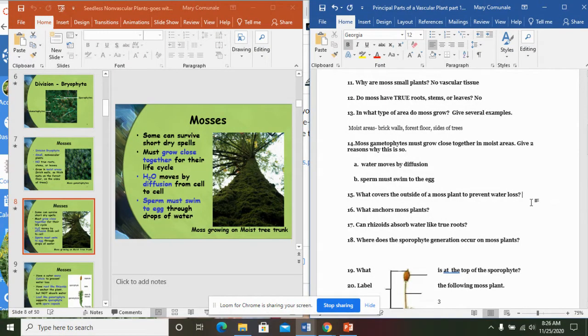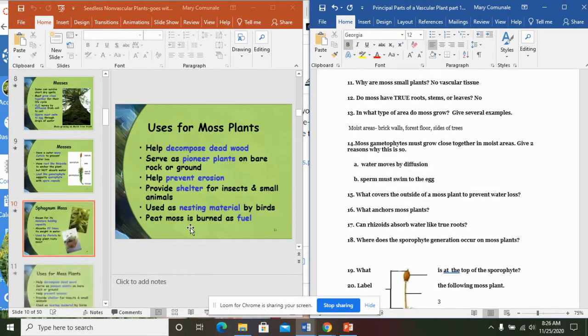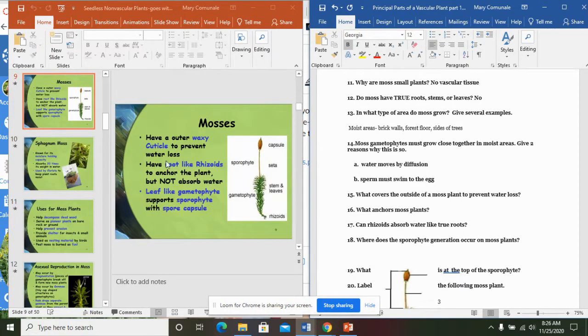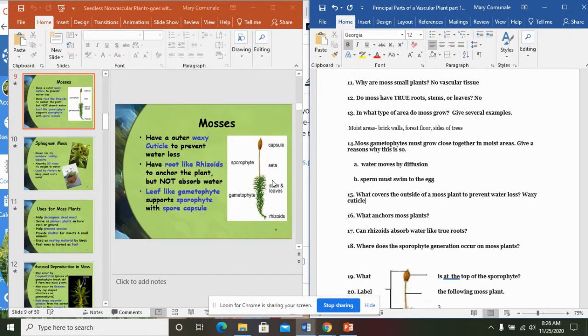What covers the outside of a moss plant to prevent water loss? Mosses have an outer waxy cuticle. What anchors moss plants? They have root-like rhizoids to anchor the plant. And do rhizoids absorb water like true roots? They do not absorb water.